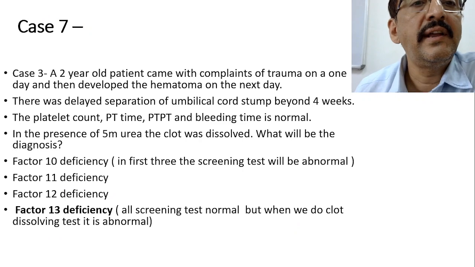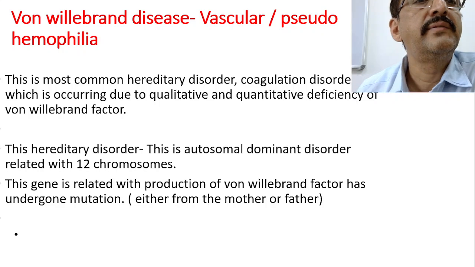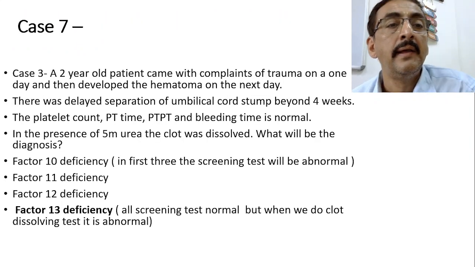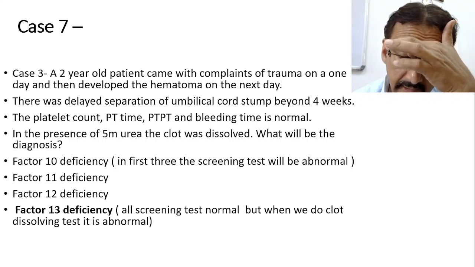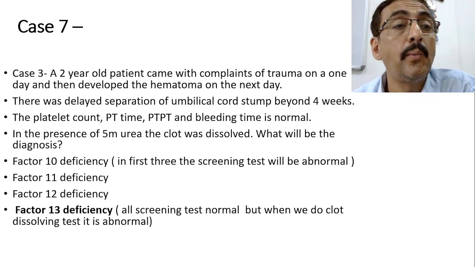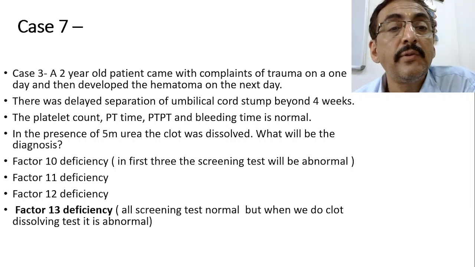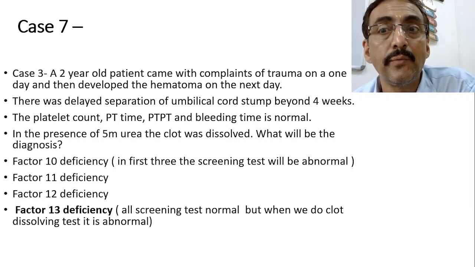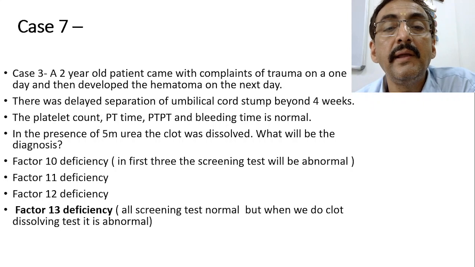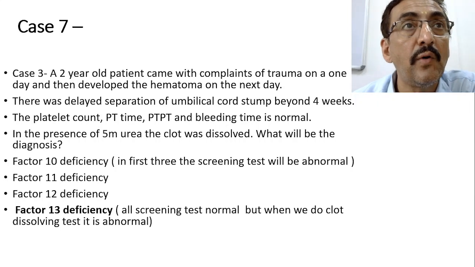Now let us go to the next case. We have case number 7, and thereafter we have an important disease to discuss, that is von Willebrand disease. So let us go to case number 7. Here a 2-year-old patient came with the complaint of trauma on one day, and then he developed a hematoma the next day, and there was a delayed separation of the umbilical cord stump beyond 4 weeks. The platelet count, PT, APTT and bleeding time were normal. Everything is normal. In the presence of 5 molar urea, the clot was dissolved.